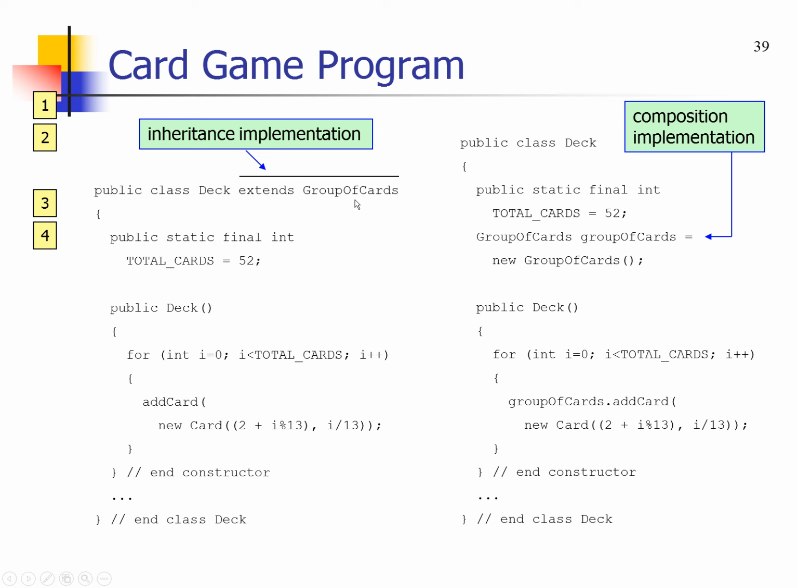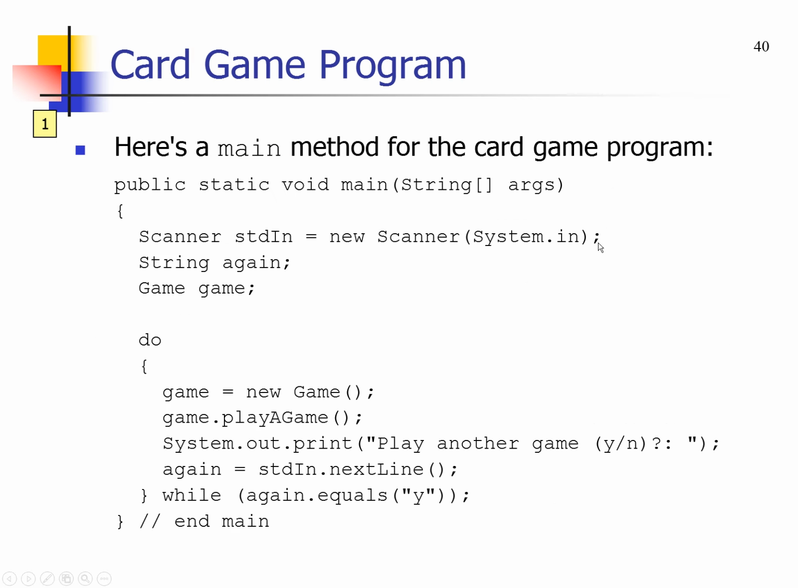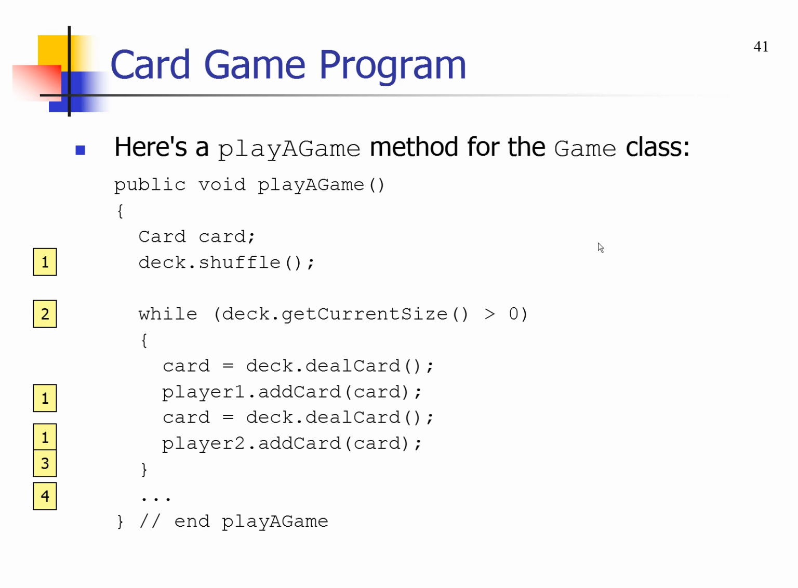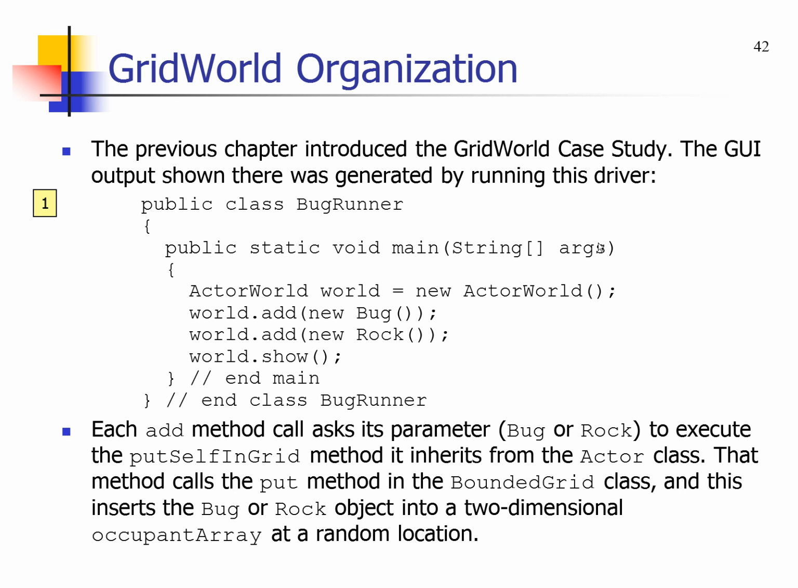So deck extends group of cards. So that's an inheritance. Okay. So group of cards is the superclass. Deck is the subclass. Okay. And let's continue on. And there's our composition over here because now we're not extending. Now we're actually creating a component of it. Okay. And here's the main driver for it. And I'm not going to walk through this. Sorry about that. Here's more of it. And feel free to walk through it. And if you have questions, you can ask me. But I'm just not going to walk through the whole thing.